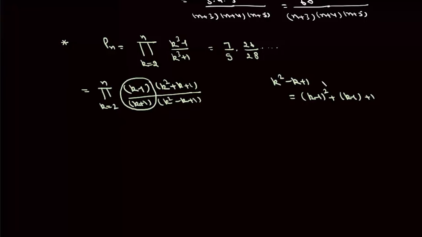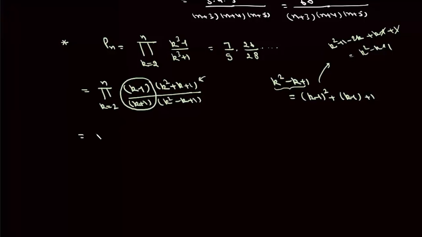And you can verify it also. If you expand it, it will be k square plus 1 minus 2k plus k minus 1 plus 1. So it will be k square minus k plus 1. This k square minus k plus 1 is related to the previous term of k square plus k plus 1. So here also we have this telescopic product.